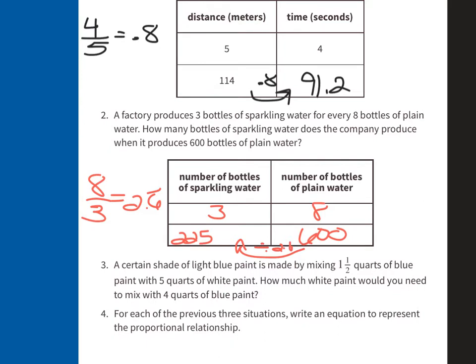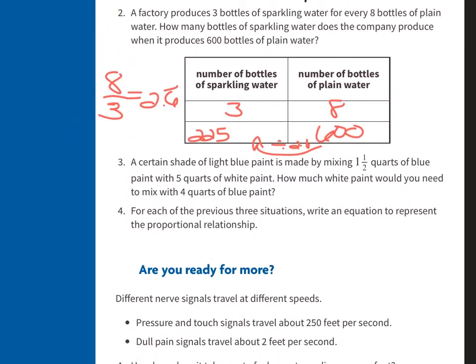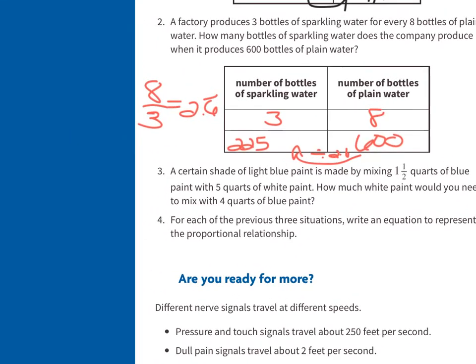All right, more problems. A certain shade of blue paint is made by mixing 1.5 quarts of blue paint with 5 quarts of white paint. How much paint will you need with 4 quarts of blue paint? So now they don't give us a table. We got to create our own. So if I move over here, I'm going to create a table here.